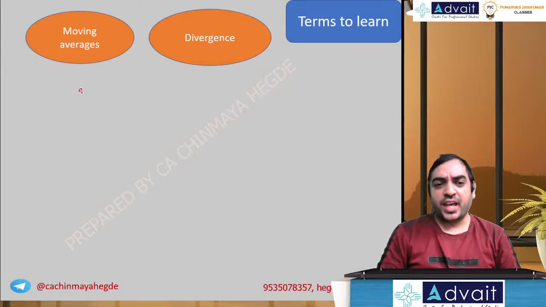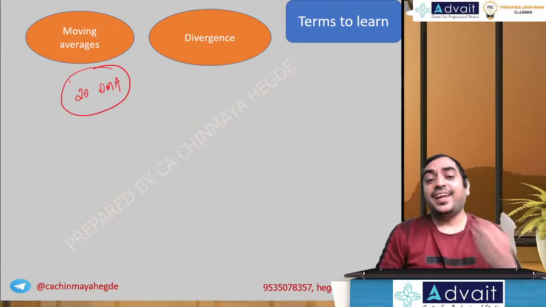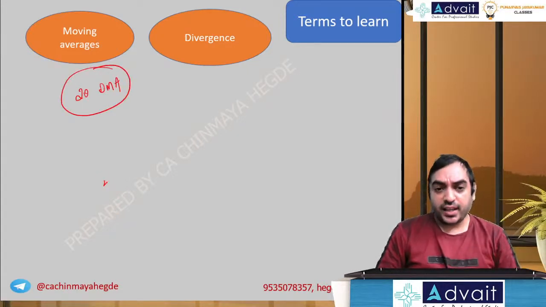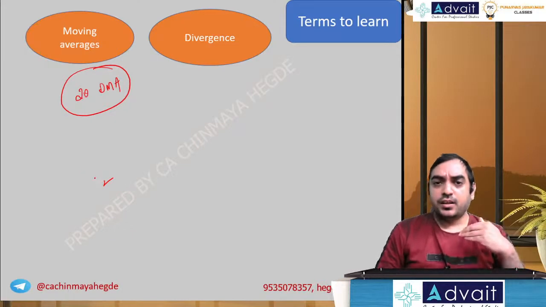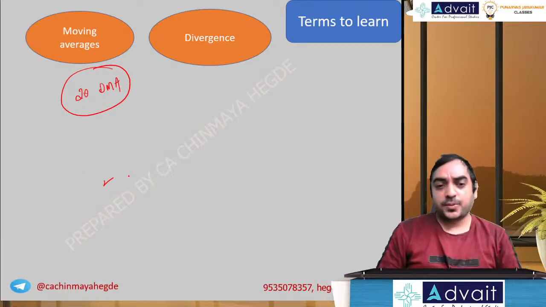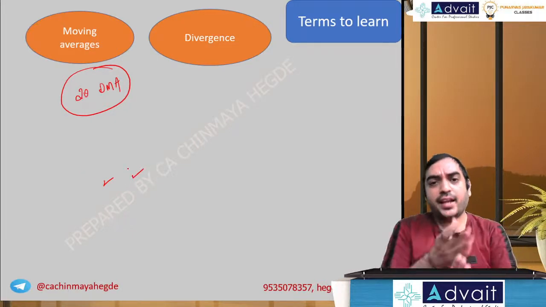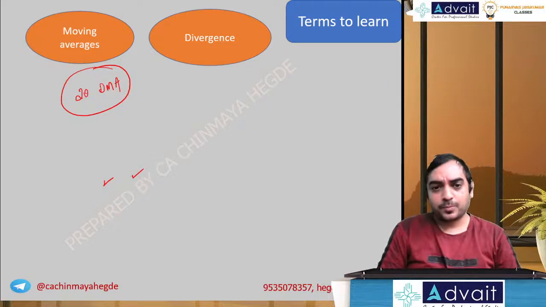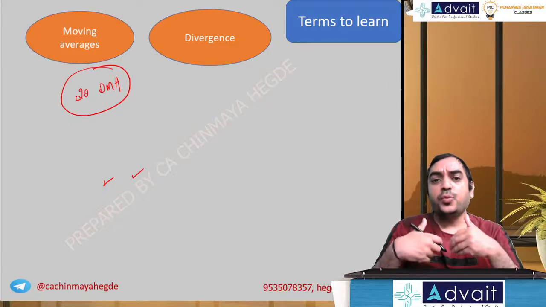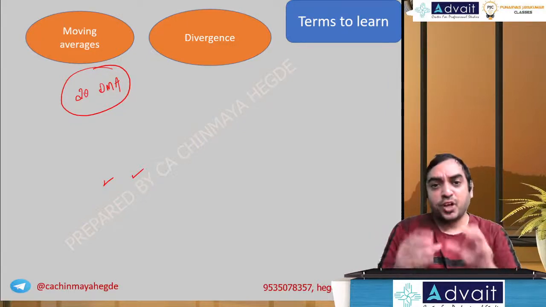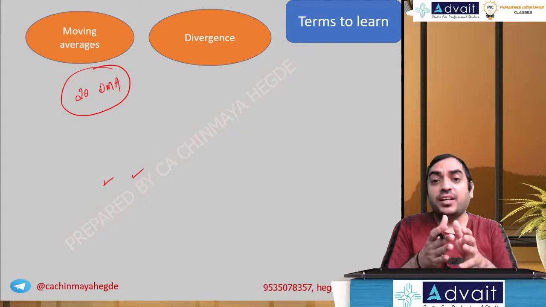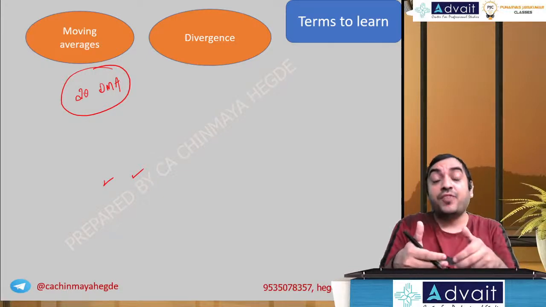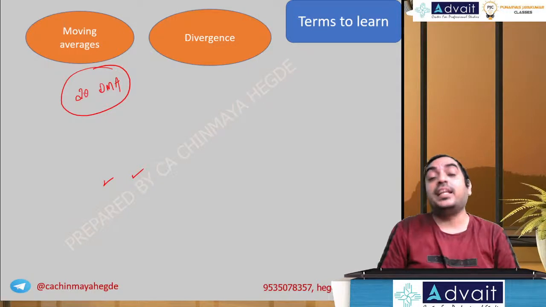For example, we have 20 DMA. That is 20 daily moving averages. So today we take the last 20 days average. Tomorrow I take the last 20 days average. So I keep going further. I add one day, I subtract one day. So what happens now when you plot this on the graph for a particular day, I'm not reflecting today's price, I'm reflecting the price for the last 20 days.